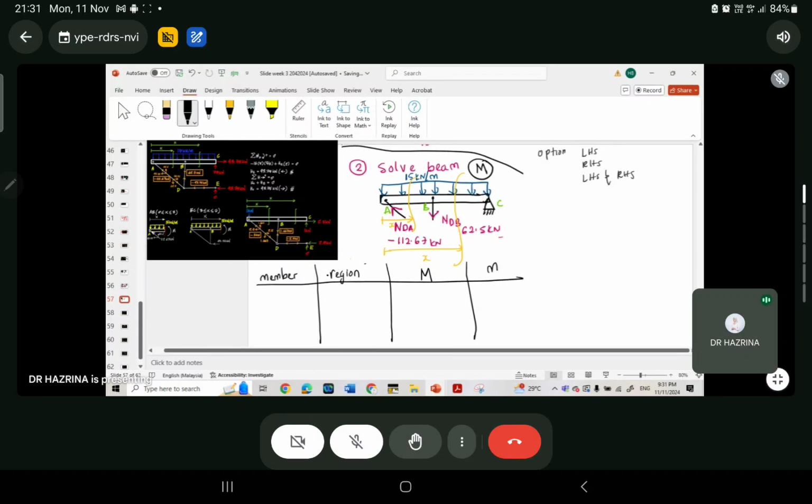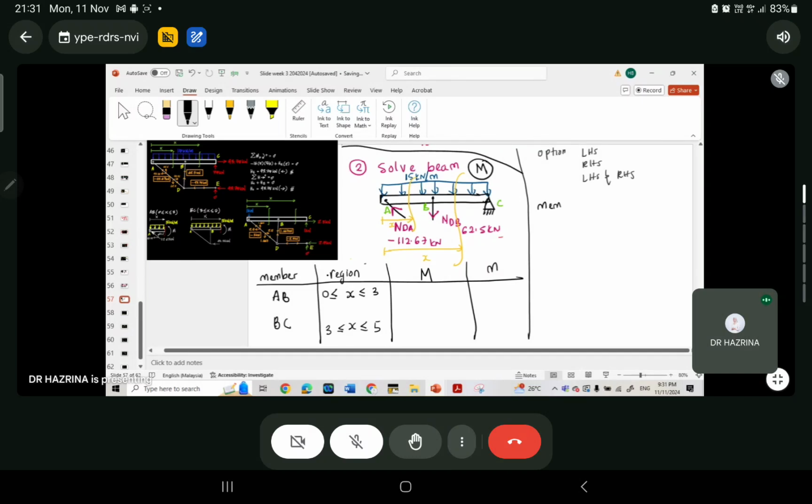So member, you ada member AB. And then you ada member BC. So region untuk AB, okay, so region AB adalah from 0 to 3, isn't it? X lebih besar daripada 0 kurang sama dengan 3. Untuk BC, maksudnya you akan ada X lebih besar pada 3 kurang daripada 5. So then you can start to draw from here.